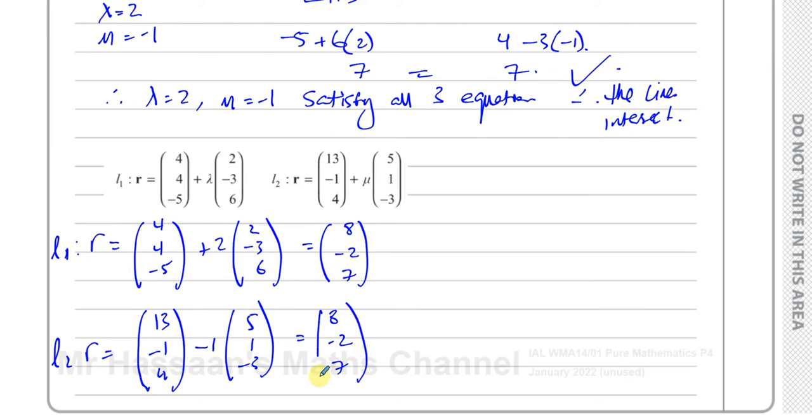As you can see, they take us to exactly the same place. I don't have to put them into both. I don't have to use lambda in here and mu in here. I can choose only one of them. I'm just doing this as a check, to make sure I haven't made a mistake.